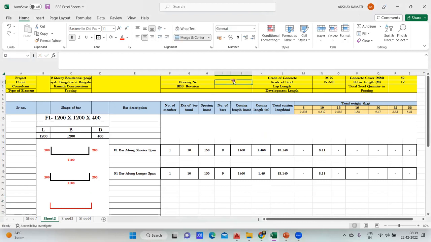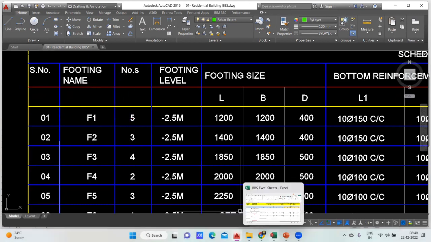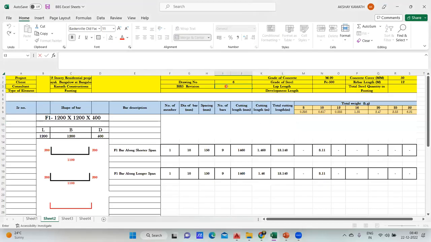Initially, the drawing number was, let us say, 06. So when this drawing got revised, let us say instead of one footing, you had 5 footings. You'll come here, BBS revision, you write drawing number 6, and you write R1. R1 means revision 1. This is the usual term we write in structural drawings. The BBS drawing also is 6 only, but this is revision 1. So now what you do, come here, write 5 here and write 5 here.